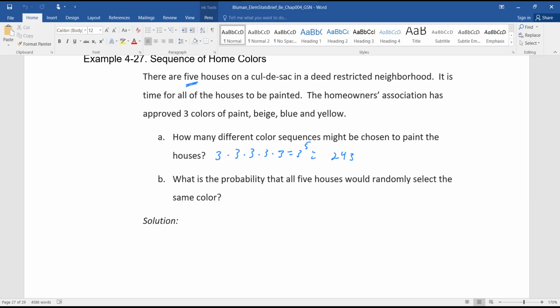All right, part B then says, what's the probability that all 5 houses would randomly select the same color? So it doesn't matter which one they choose, but if they choose the same color, we have to find out how many options they have there.